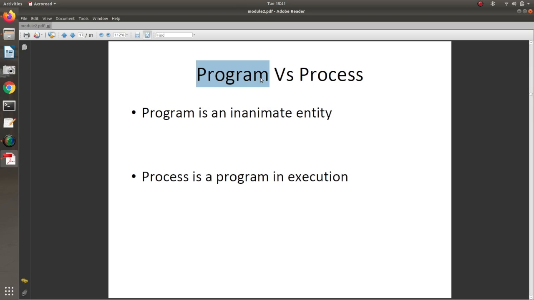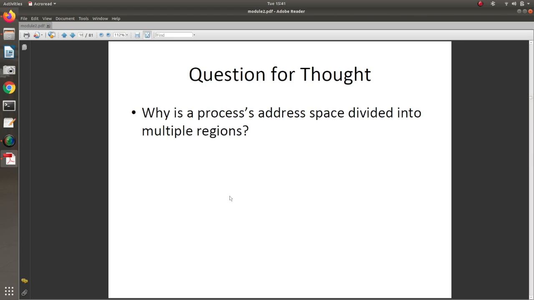What is a program? What is a process? A program is an inanimate entity that is present in the hard disk, while a process is a program that is in execution in the main memory. Now, why is a process's address space divided into multiple regions? Please do answer in the comment section below.